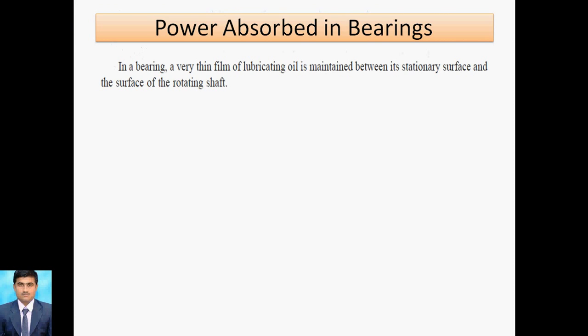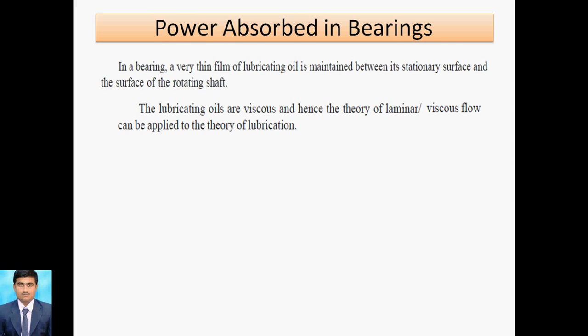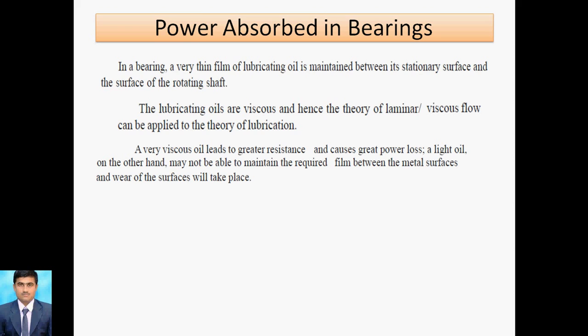As you know, in a bearing a very thin film of lubricating oil is maintained between the stationary surface and the surface of the rotating shaft for reduction in friction. The lubricating oils are viscous, therefore we have to apply the theory of lubrication. A very viscous oil leads to greater resistance and causes a great power loss. But in the case of light oil, it may not maintain the required film between the metal surfaces, and wear of the surface will take place.